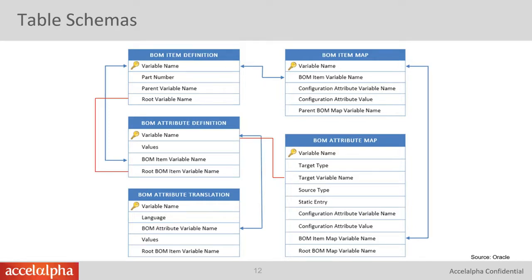Now, not all these tables are necessary, right? At a bare minimum, in order to enable table-based BOM generation, we need the BOM item definition and the BOM item map. If your ERP system supports attributes, then we would need the BOM attribute definition and attribute map tables. And if you want translations, we could add the translation table as well.